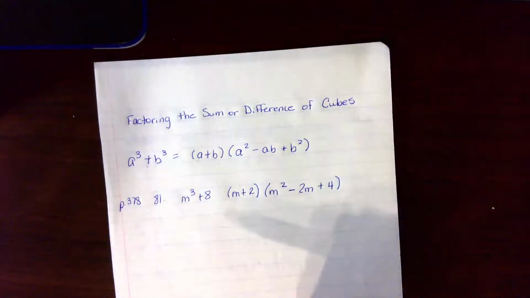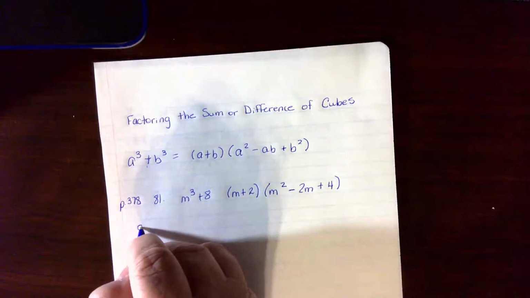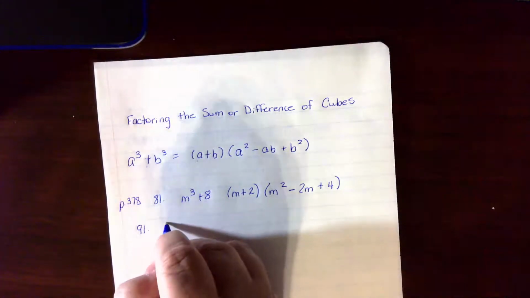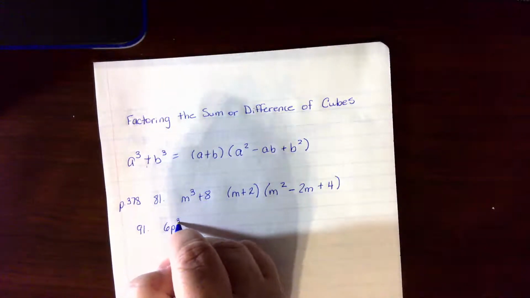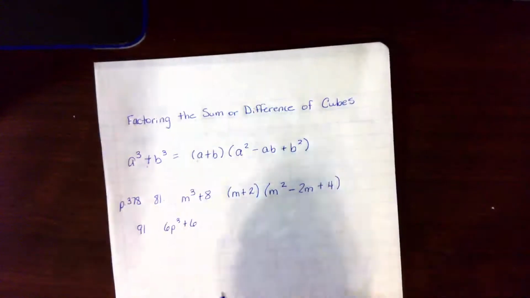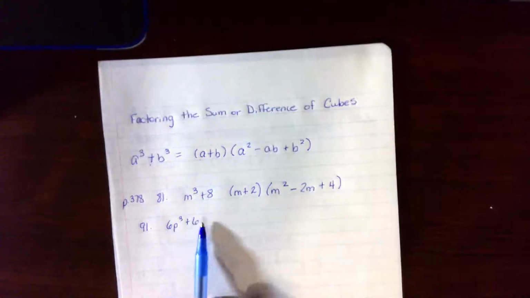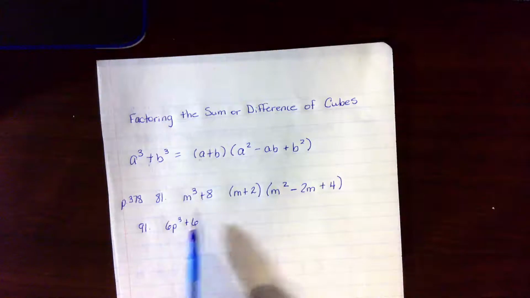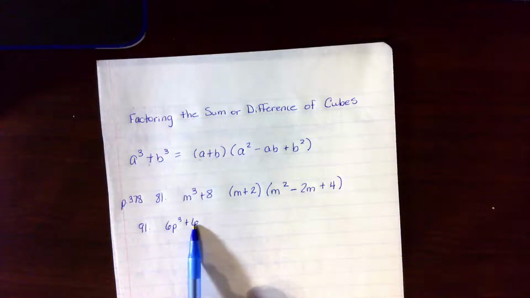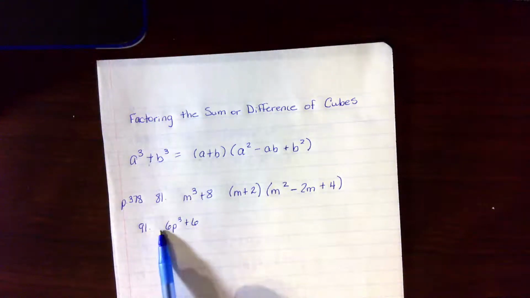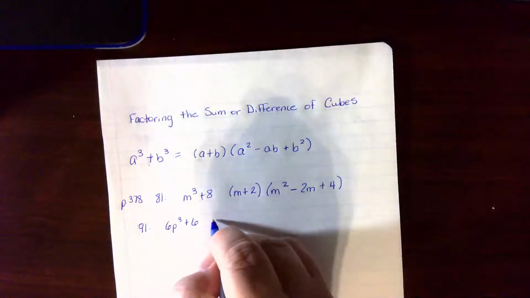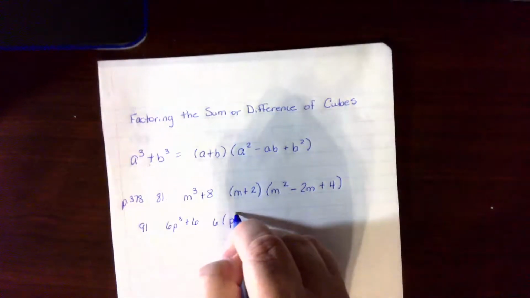All right, let's look at number 91. When you first look at this, it does not look like the sum of cubes because 6 is not a perfect cube. However, remember, the first thing we must always do is look for the greatest common factor. And so that would be 6. So I factor that out.